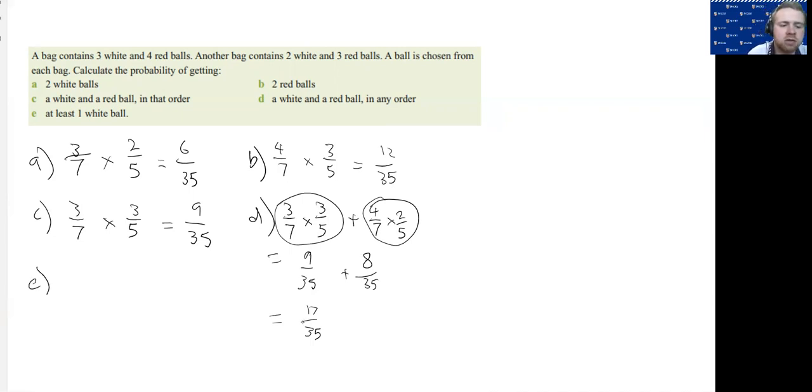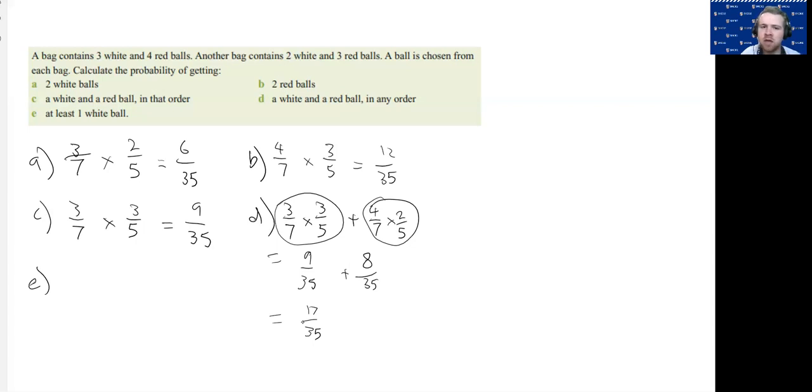In the last example here, at least one white ball. Okay, now what we can do is we can do a little trick here. We can think about the complement of the event. So remember, the complement of the event is basically the opposite, the probability of that not occurring, essentially. If the probability of something that's certain is 1, then we know that the probability of something occurring plus the probability of it not occurring have to equal 1. So that's how complements work in probability.